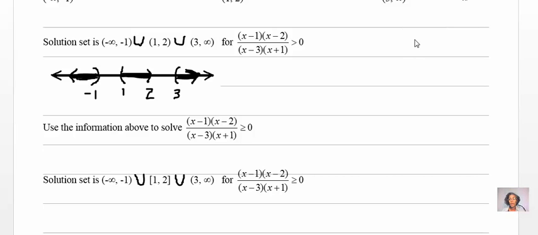So notice this is my solution set for this rational function greater than or equal to 0. I omit the -1 and the 3 still as part of the solution set because they make the expression undefined. But I include the 1 and the 2 because they make the numerator 0, which makes the overall function 0. And I also still include all the numbers between 1 and 2.